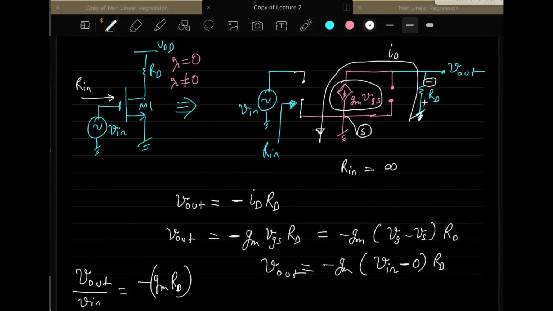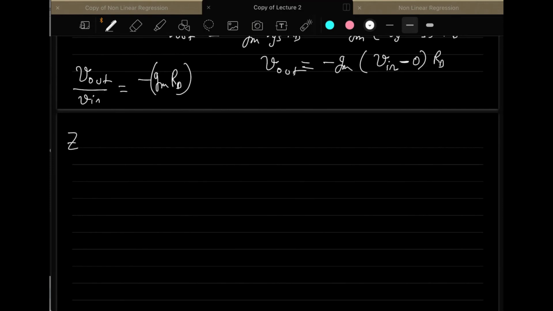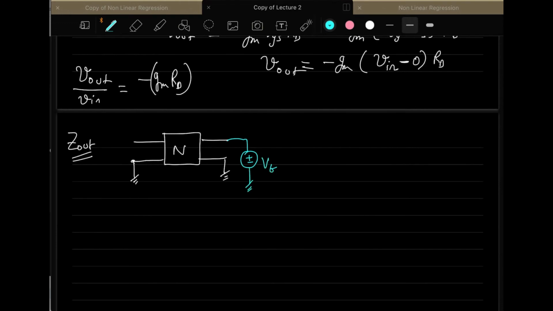So this is the voltage gain. Now let us calculate the output resistance. Note, when you calculate the output resistance, if you have any circuit here, I am calling it N, it will be any complex circuit, we don't know. It has one input and one output. This is always grounded. So if you want to calculate the output resistance, you apply a test voltage here at the output terminal, and this will give you a test current.